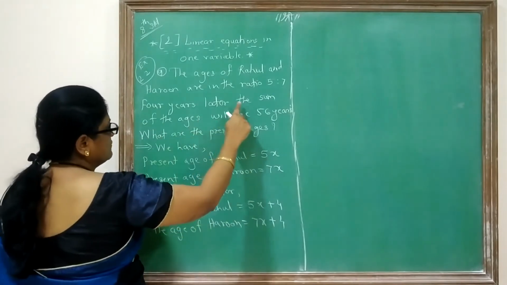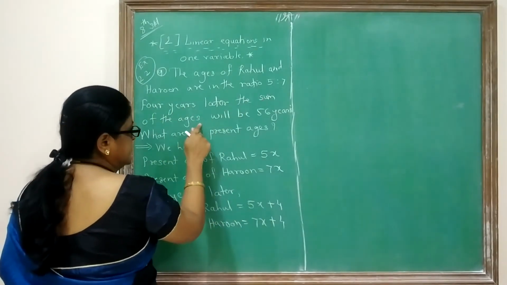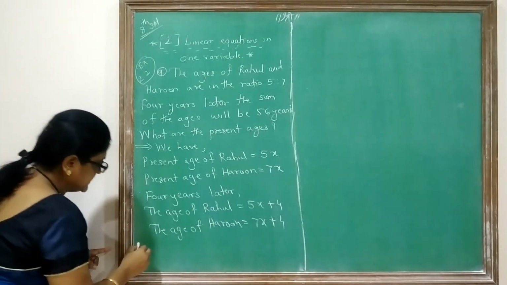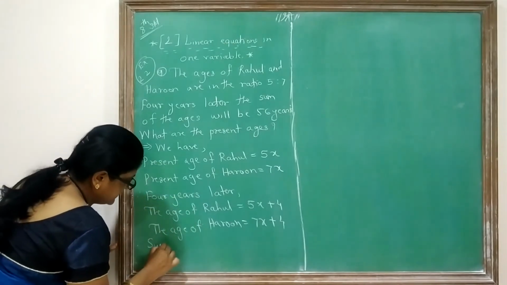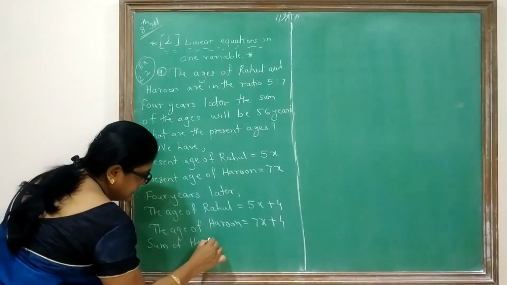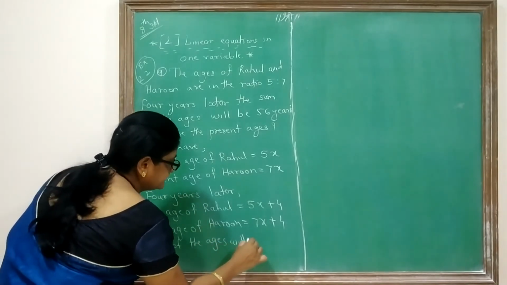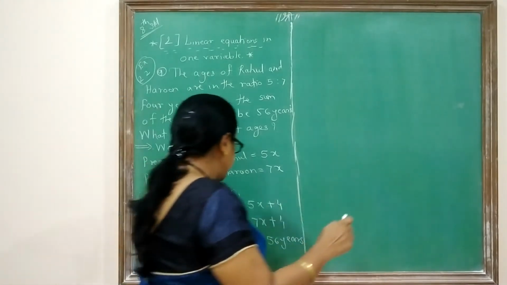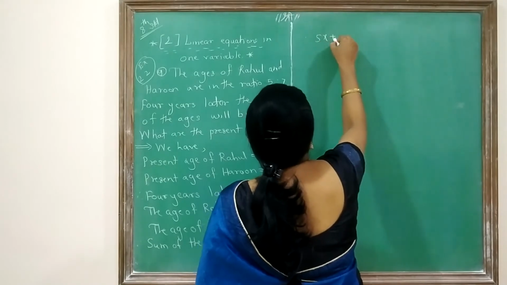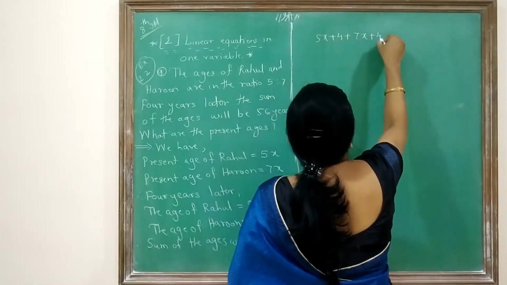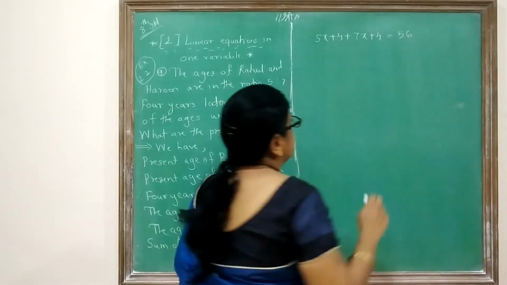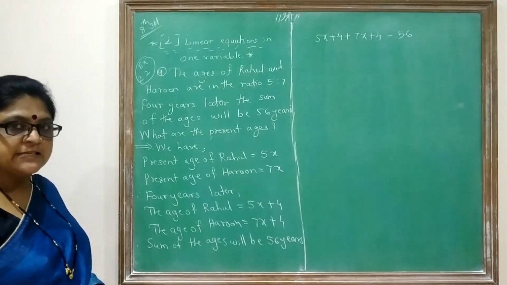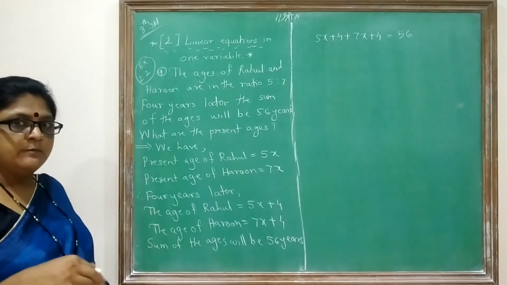And your next sentence is what? 4 years later, the sum of the ages will be 56 years. They are added, then you will get 56 years. Sum of the ages means which ages? First is 5x plus 4 and add 7x plus 4, means these two ages are added, that is 5x plus 4 plus 7x plus 4, and you will get 56, because the sum of the ages will be 56 years.